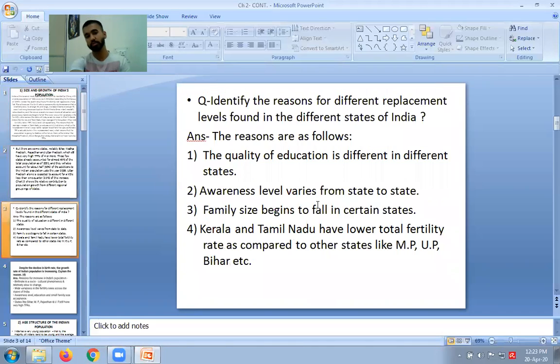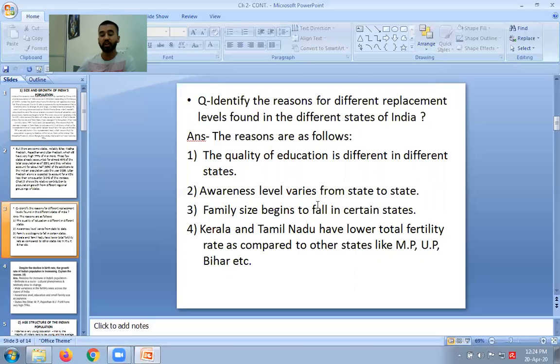Now, you know what kind of question comes out of this topic? Identify the reasons for different replacement levels found in the different states of India. There is a variation in our country regarding replacement levels. Some states are very good in terms of replacement level, like Kerala and Tamil Nadu. And some states are not good in terms of total fertility rate because they have a high fertility rate, four or more. So they are asking why there is a difference in replacement levels in India.